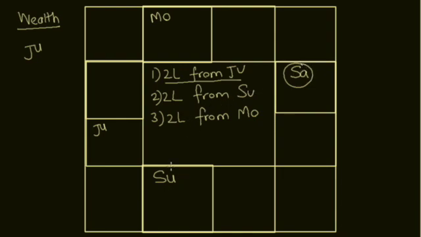Then second lord from Sun. Sun is here in Scorpio. Second house from Sun is Sagittarius. Lord of Sagittarius is Jupiter himself. So Jupiter's transit over Jupiter himself will bring lot of wealth.